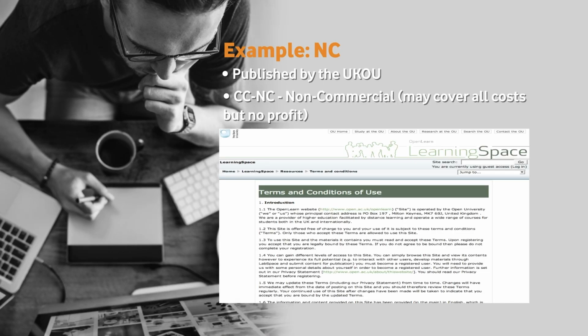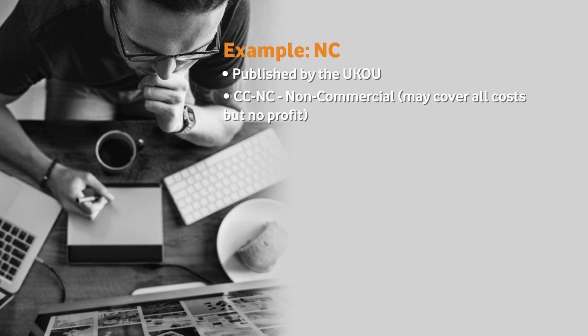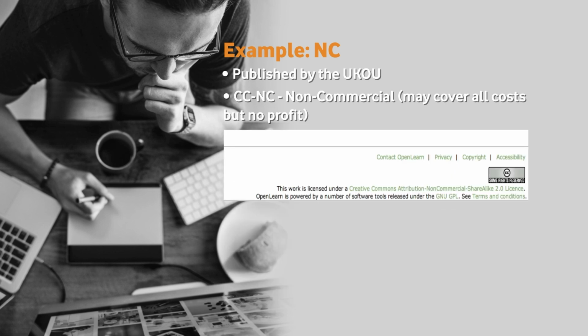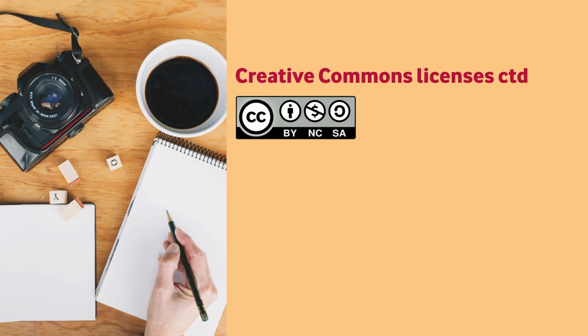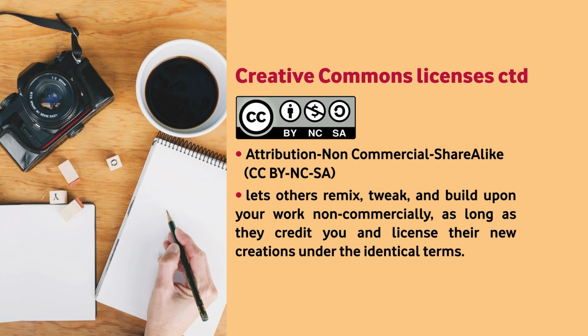So the UK Open University has used their content for a non-commercial purpose. One can use their content for teaching and learning purposes, not for commercial purposes. That's why they have declared their material in the non-commercial form. Another license is called Attribution Non-Commercial Share Alike, that means CC BY-NC-SA.